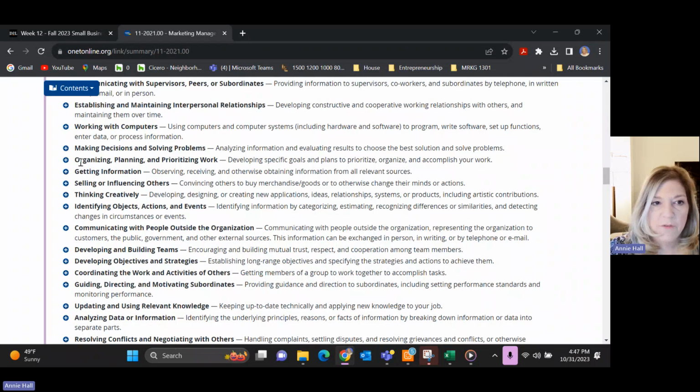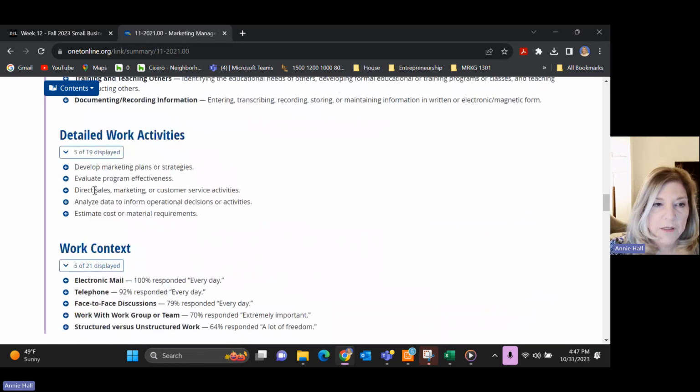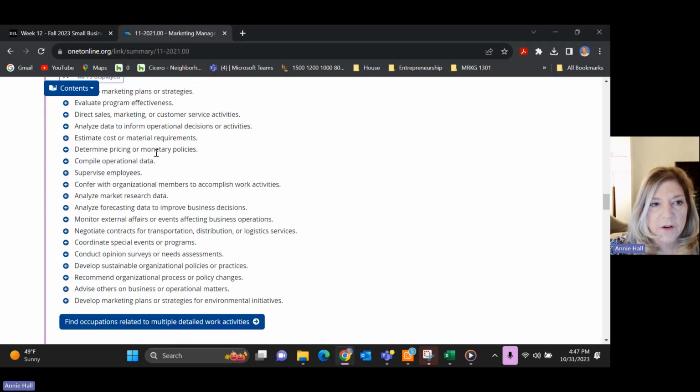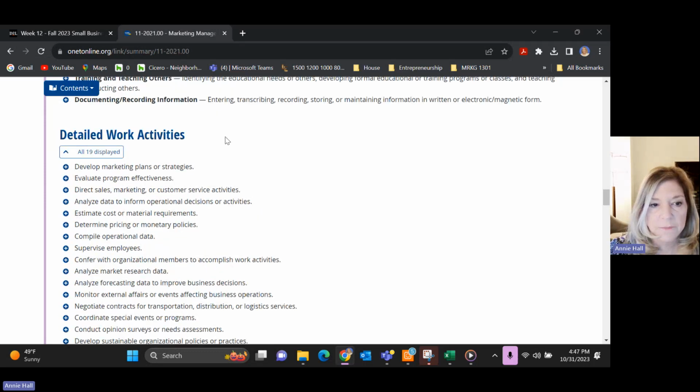Making decisions and problem solving or getting information. That's a general, hey, I need you to be doing this. But we can also come down here and say, okay, what do they actually do on a day-to-day basis? What are some activities they actually perform? And I can get a list of those here in the detailed work activities.